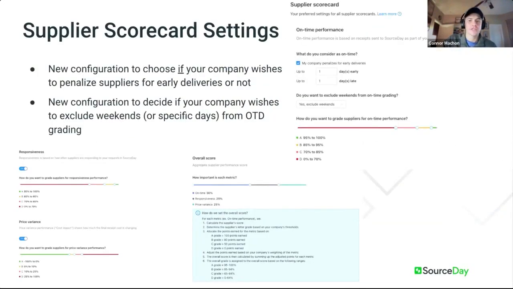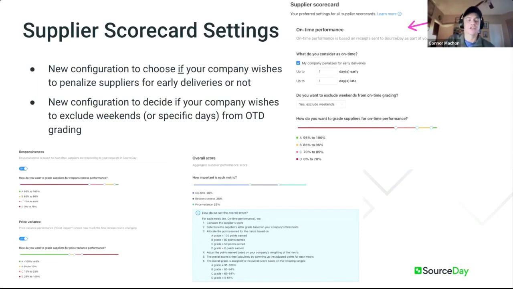So the very first thing I'll call out is on the top right side of the page, where we're actually able to view, for on-time performance, what makes up on-time performance. So the first configuration is allowing your company to choose if you would like to penalize your suppliers for early deliveries or not. One of the use cases that we hear a lot is, hey, I do not want my suppliers to be penalized for early deliveries. That is well okay with me. So you as a customer have the ability to turn that on or off, to choose if you would like to penalize your suppliers or not.